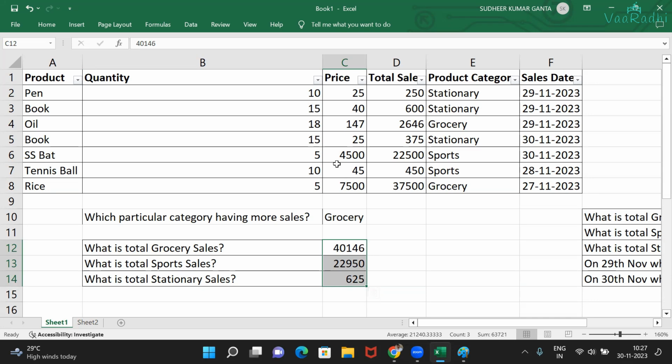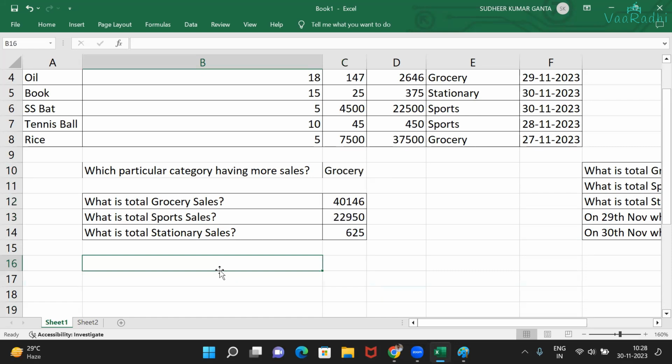Okay, this way. And I'll ask one more question, a similar kind of question. Which date is having more sales in the month of November? This is my question.